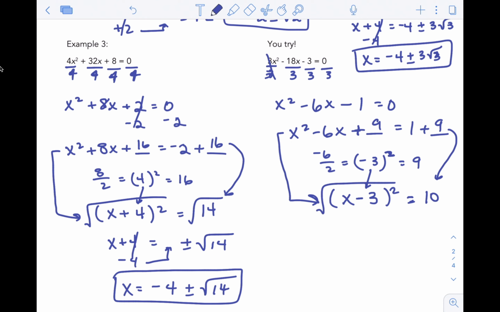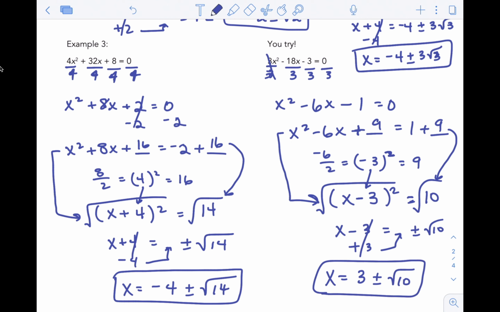We force the square root. So x minus 3 equals plus or minus the square root of 10. The square root of 10 cannot reduce, 1 and 10 or 2 and 5. So we just leave it there. We add the 3. And we end up with x equals 3 plus or minus the square root of 10. Your two x-intercepts, even though they're crazy ugly decimals, they're still correct.